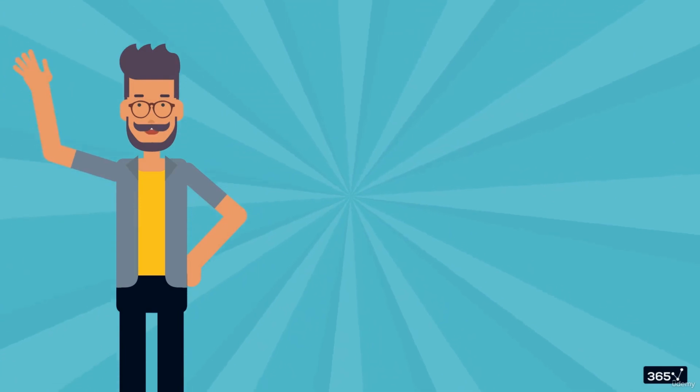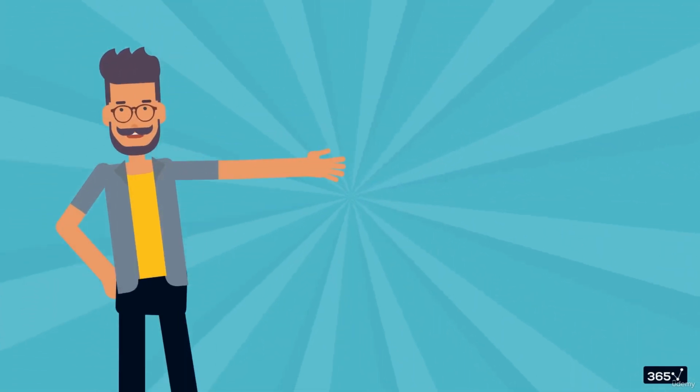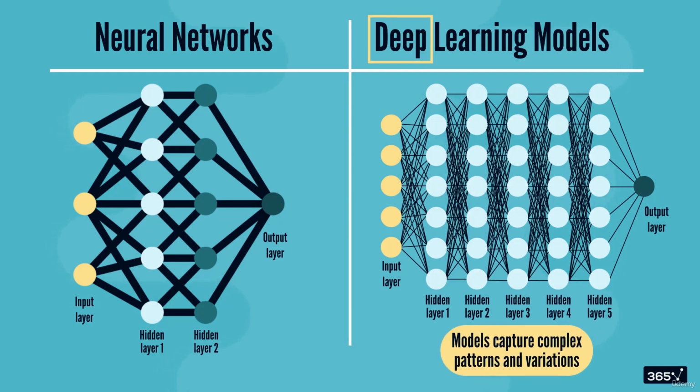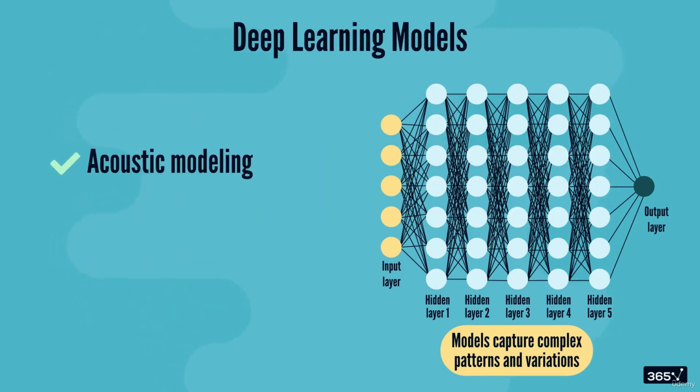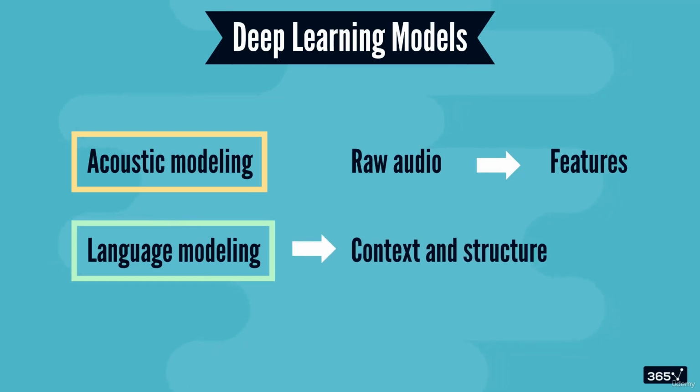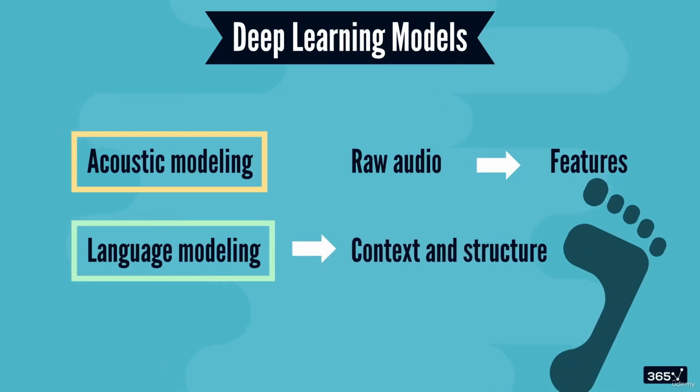Hi, let's dive into one of today's most exciting and popular subjects, deep learning. Deep learning represents neural networks with many hidden layers. This is where the term deep comes from. The increased number of layers enables the model to capture and represent complex patterns in the data, such as different variations in phonemes or accents. Deep learning models are smart enough to handle both acoustic and language modeling. They can automatically learn features from raw audio for acoustic modeling, identifying phonemes and sounds. For language modeling, they capture the structure and context of sentences. This is a big step forward.